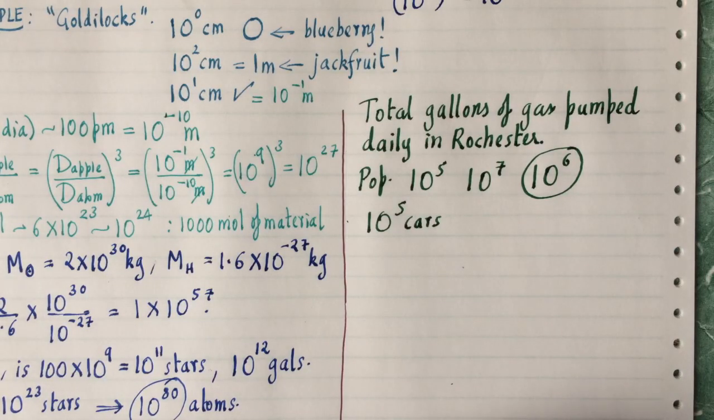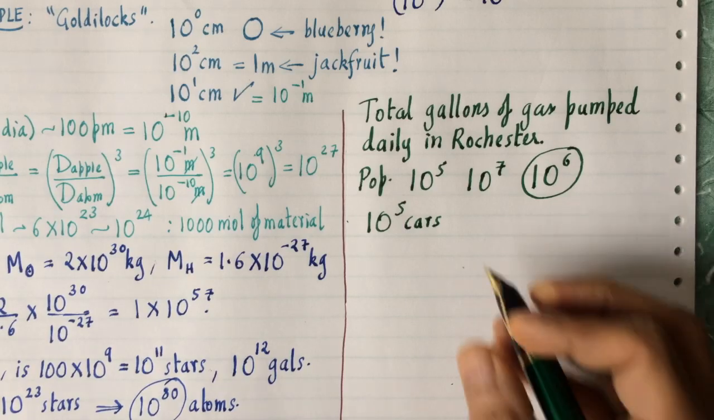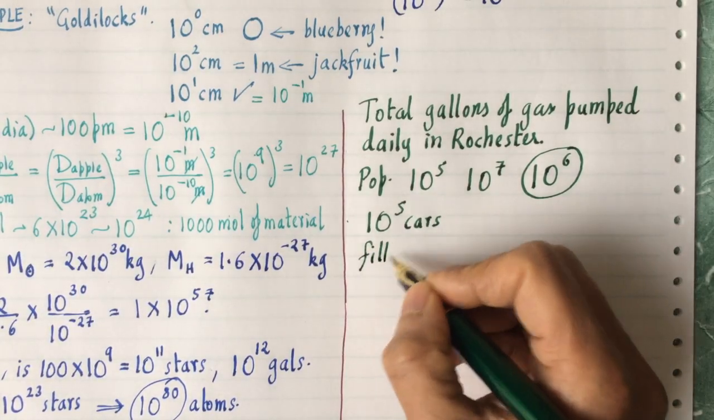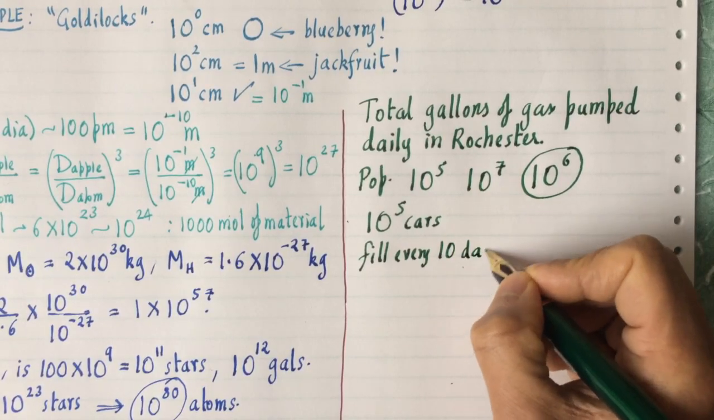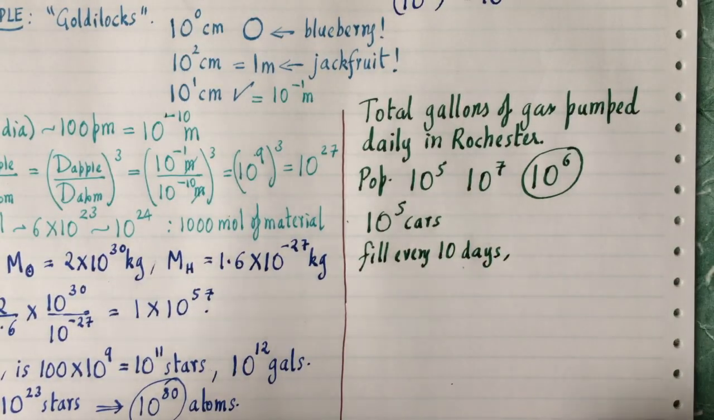Now, how often do you fill a car? Do you fill it daily? That's too soon. Do you fill it every 100 days? Daily is 10 to the power 0. 100 days is 10 to the power 2. 100 days is 3 months. That's too infrequent. So we'll say we fill every 10 days. And how many gallons do you fill?